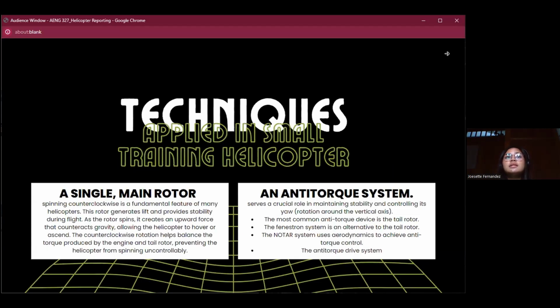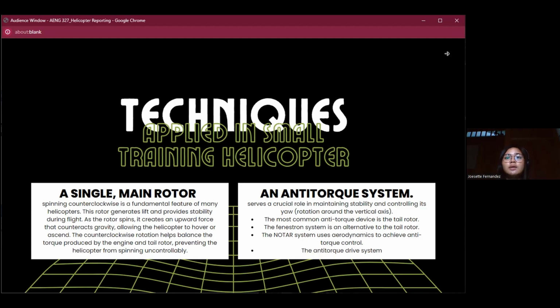So there are techniques applied in small training helicopters. First one is a single main rotor. A spinning rotor, counterclockwise, is a fundamental feature of many helicopters. This rotor generates lift and provides stability during flight. The main rotor is a key component responsible for lifting the helicopter off the ground.